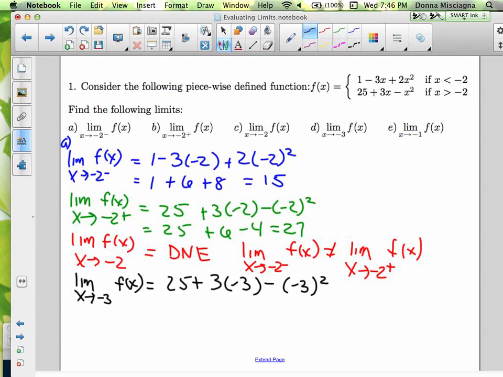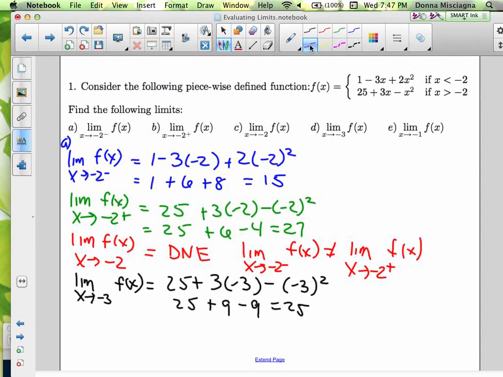All right, so that's just going to be 25 plus 9, and that's going to be minus 9, right? So equals 25. And that's all there is to that one. We don't need to worry about a left and a right hand limit because it's a polynomial function, right? It's going to be coming from the same side from the left and to the right.